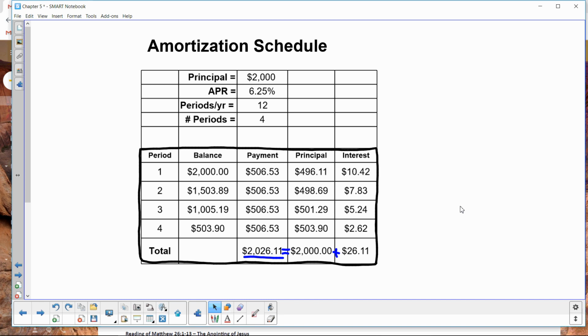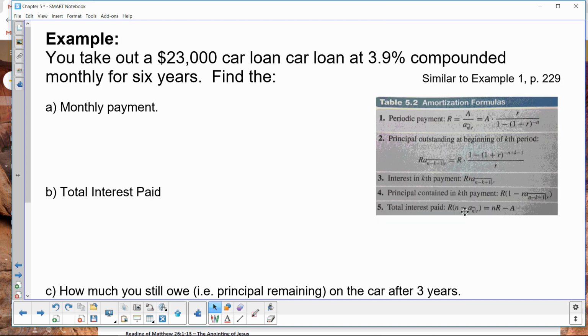All right, let's go to our next one. So you have a $23,000 car loan at 3.9% compounded monthly for 6 years. Find your monthly car payment. Well, the payment is going to be this right here.